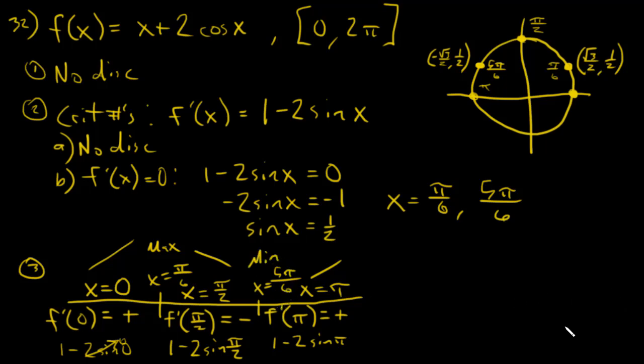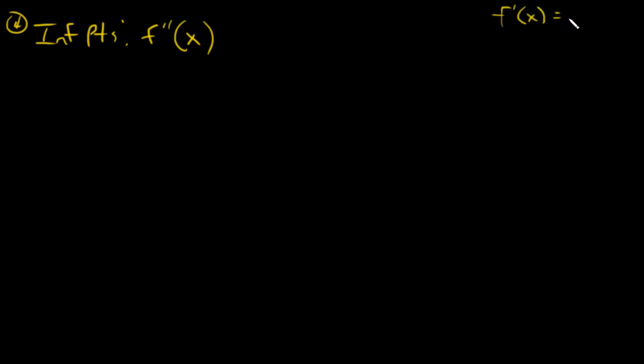Alrighty? So let's clear the board and move on to our not critical, but our inflection points. So step 4, inflection points. Okay, well, for inflection points, we need f double prime of x. And since f prime of x was equal to 1 minus 2 sine x, f double prime is going to be, well, the 1's going to become a 0, and I'm going to have negative 2 cosine x. That's all my f double prime is.